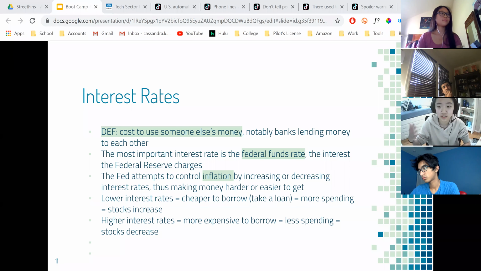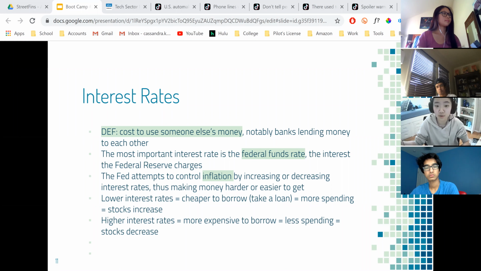So if interest rates are lower, people take out more loans because it's cheaper to do so. And if there's more money in circulation, the value of the dollar goes down. And as a result, inflation, spending, and stocks increase. On the other side, if interest rates are higher, people won't take out so many loans, and there's less money in circulation, and inflation, spending, and stocks decrease.